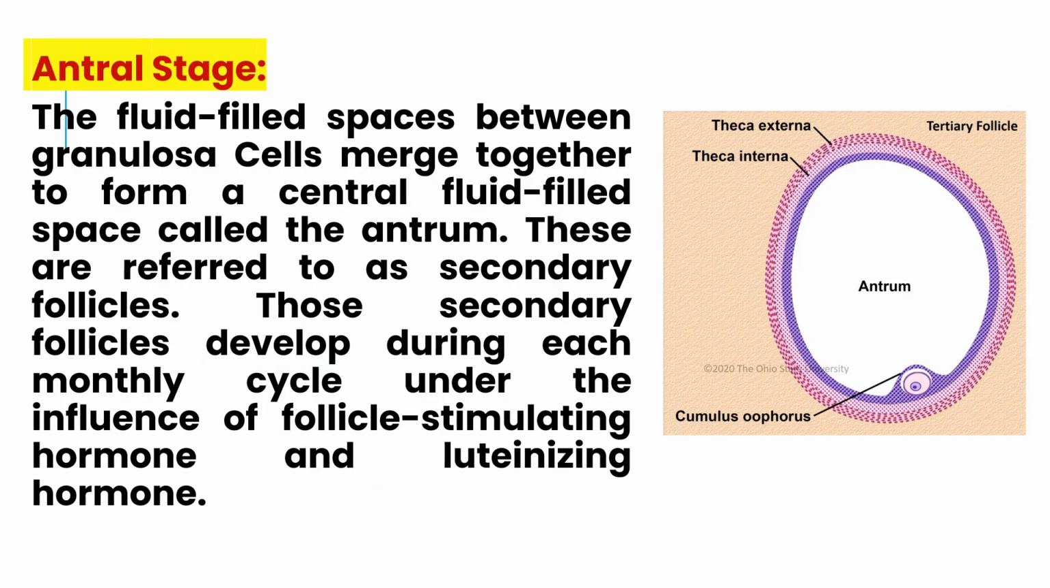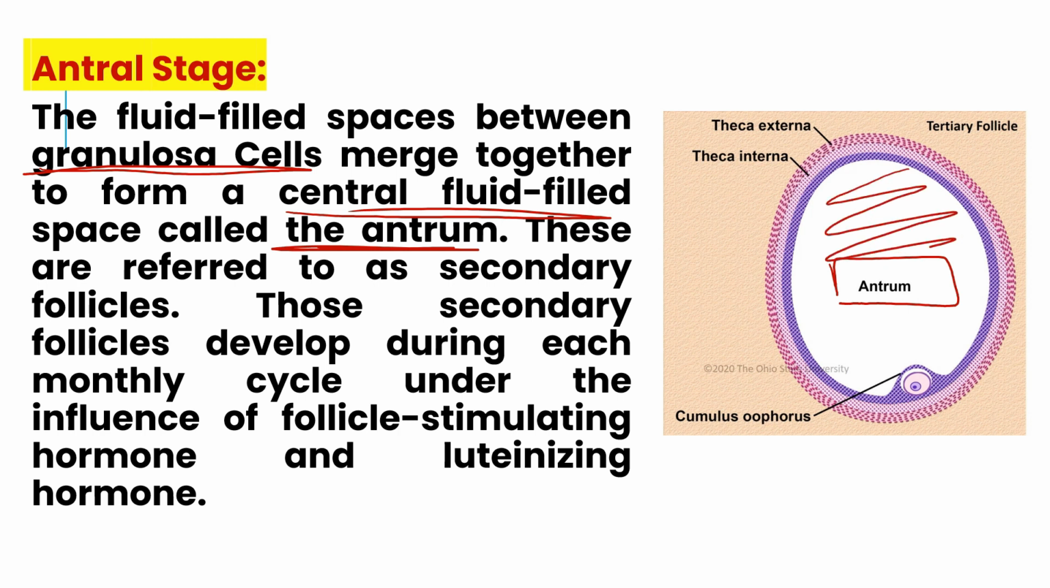Second stage, we have the antral stage. In this, the fluid-filled spaces between the granulosa cells merge together to form a central fluid-filled space called the antrum. As you can see in the picture, it is a space between these cells, and these are referred to as the secondary follicles. Those secondary follicles develop during the monthly cycle under the influence of FSH, that is follicle stimulating hormone, and the LH hormone.